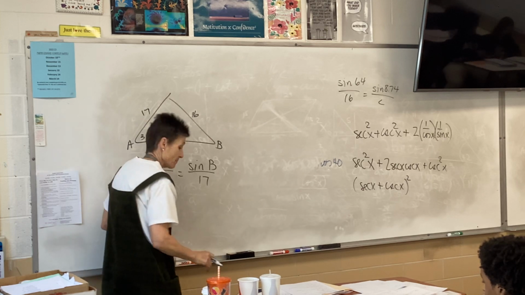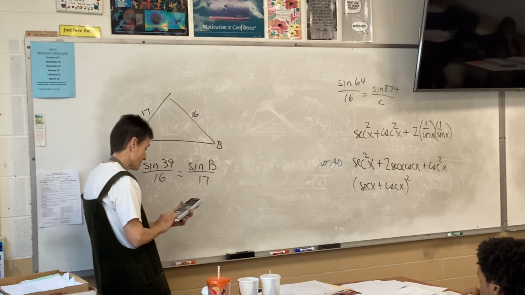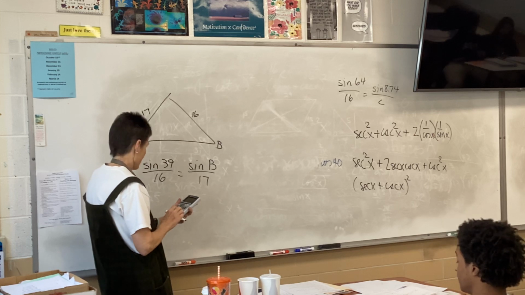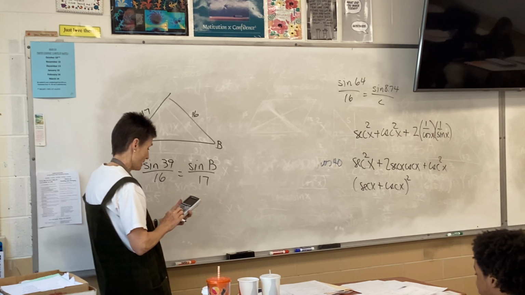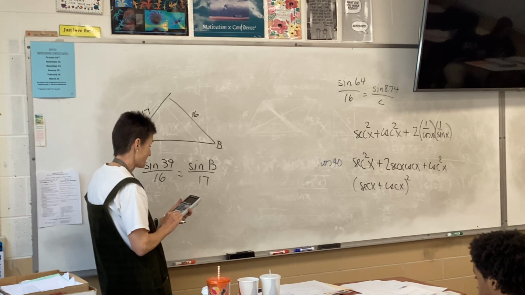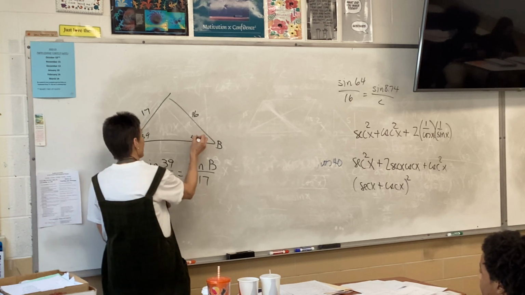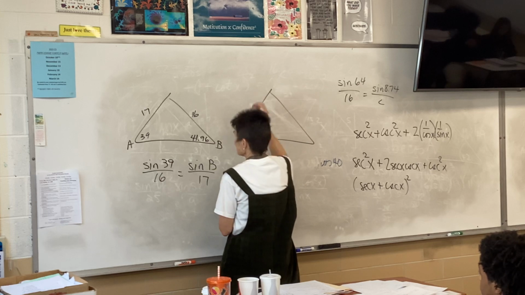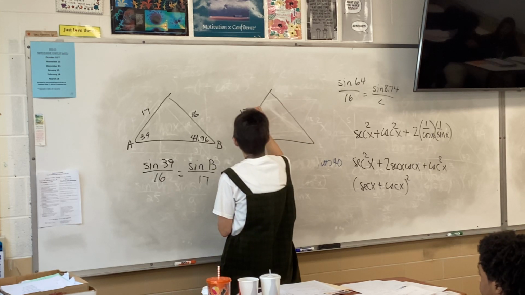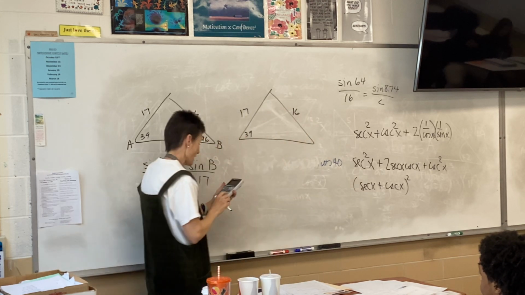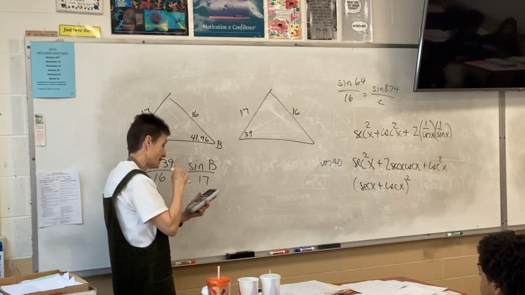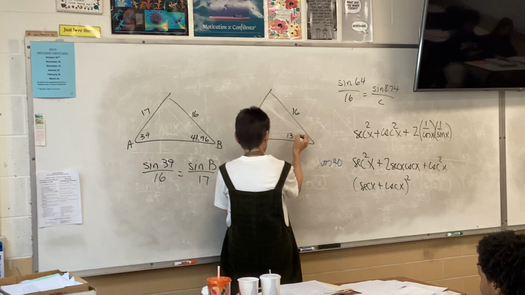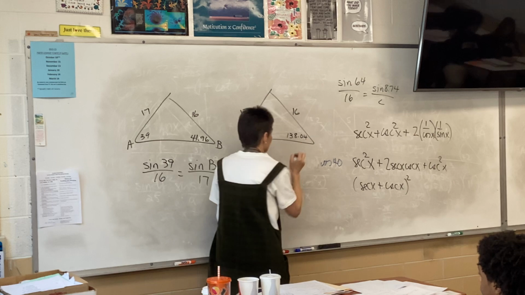So let's type that in on our calculator. The second sine, close parentheses, divided by 16. I got 41.96. If there is a second triangle, that other angle would be the supplement of the original, so it would be 138.04.